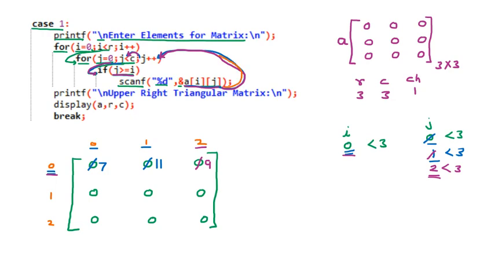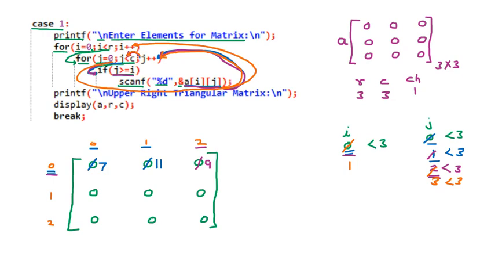Again going back, j++. So j is 3. Again back, j less than c. 3 less than 3, false. It will come out. Once it comes out, it will not go to the if. It will go back directly to the i++. So this time i is incremented, and i becomes 1 now.